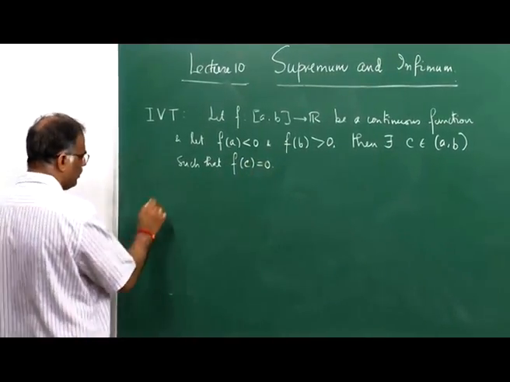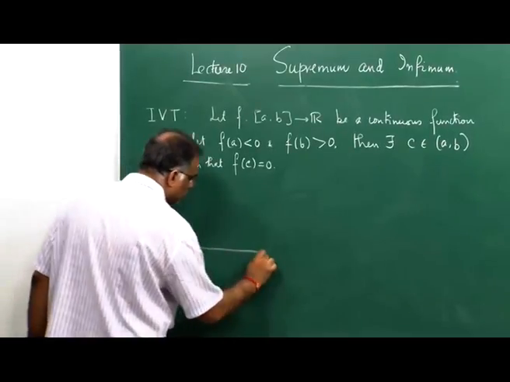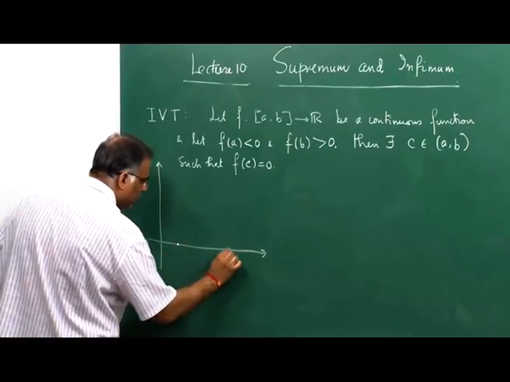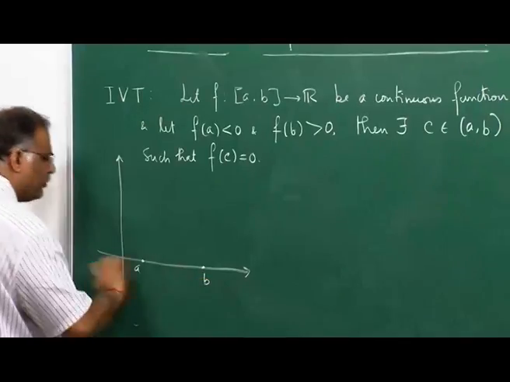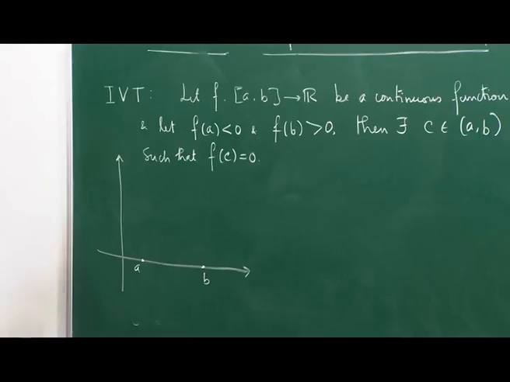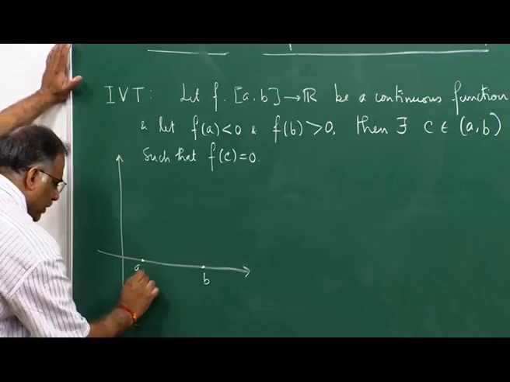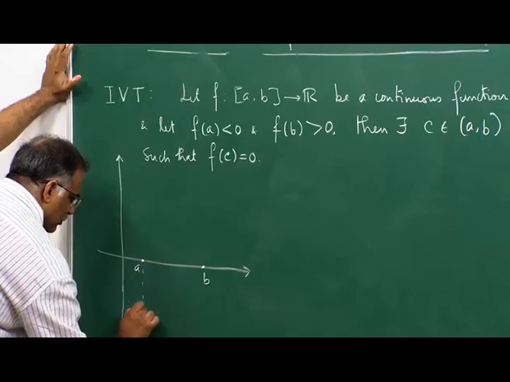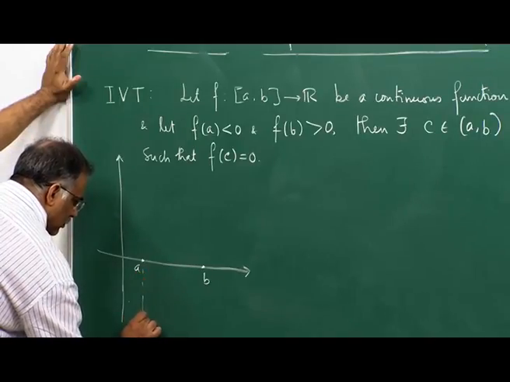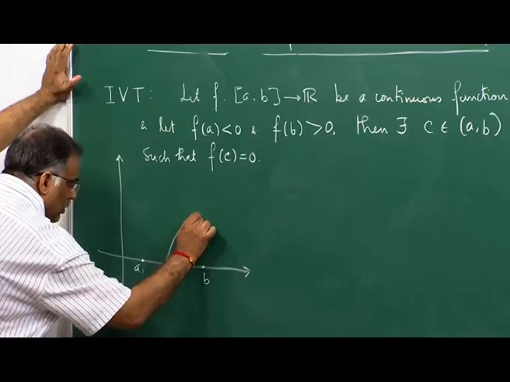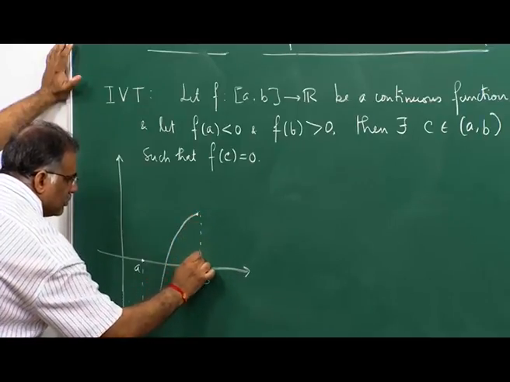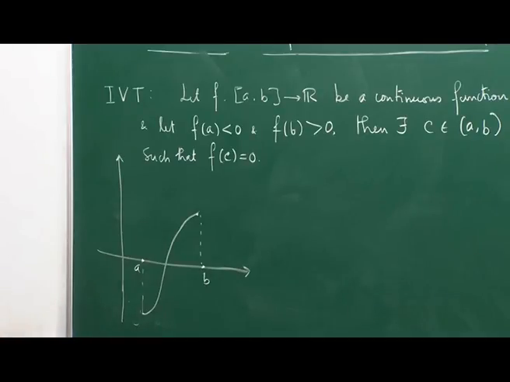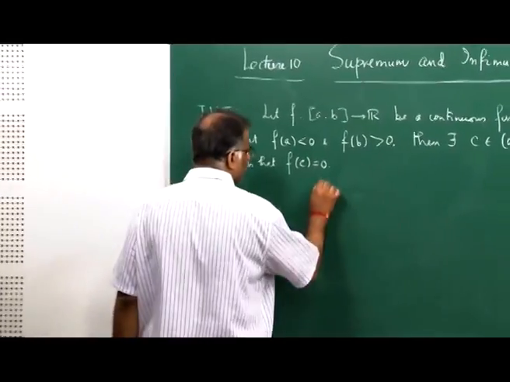So here is your function, and drawing always helps. This is my a and b. It is not that I always have to draw it on the positive part, I can take any part, but just for the heck of it. This is your f of a, and this is your f of b. So, f of a is negative, f of b is positive. Now, how would I do the proof? What are the steps?